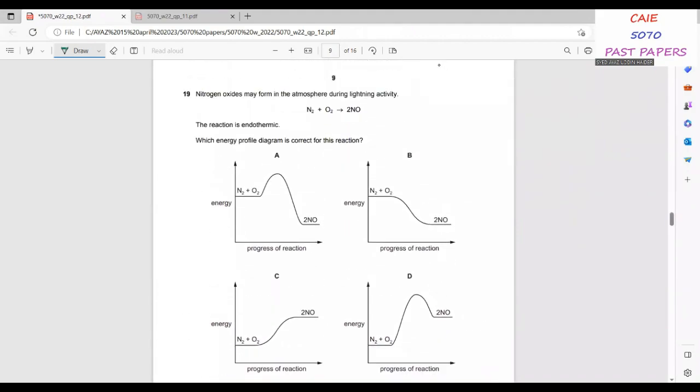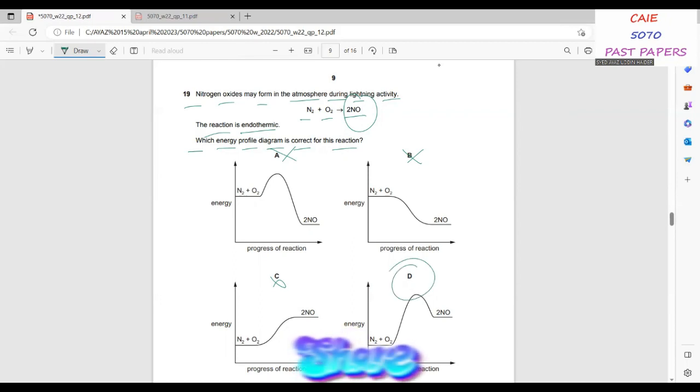Number 19. Nitrogen oxides may form in atmosphere during lightning activity. This is the reaction: N2 plus O2 gives 2NO. The reaction is endothermic. Which energy profile diagram is correct for this reaction? Remember, for any endothermic reaction, the product will be at higher energy state. So automatically choice A and B are incorrect. C is also incorrect. The reason is that they didn't show the activation energy, which is missing here. D will be the right answer for this question because the product is at the higher energy state and activation energy is also there.